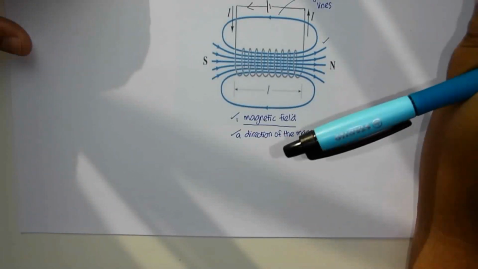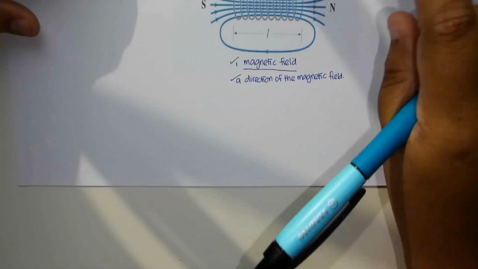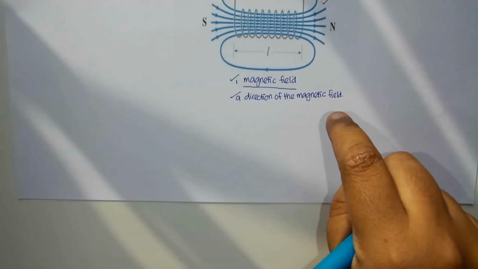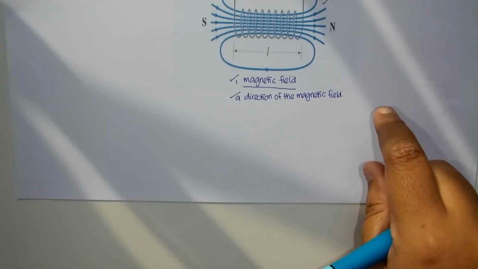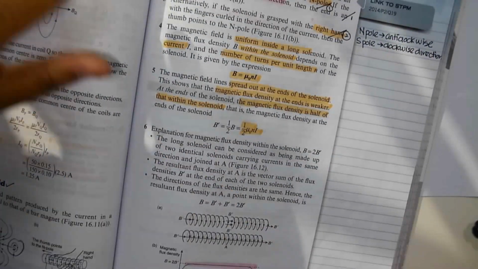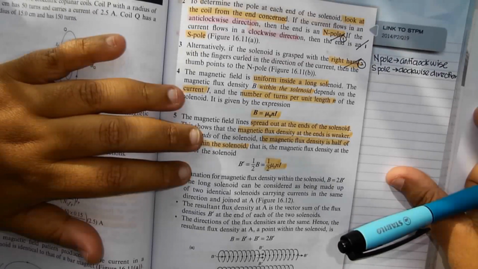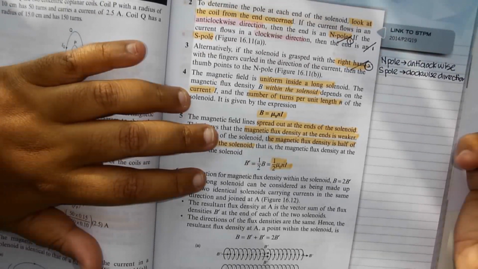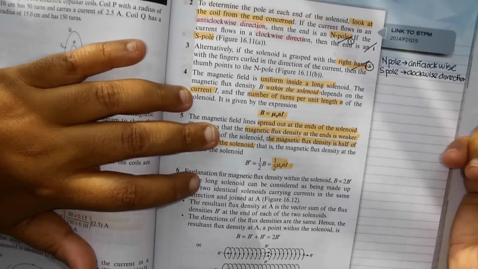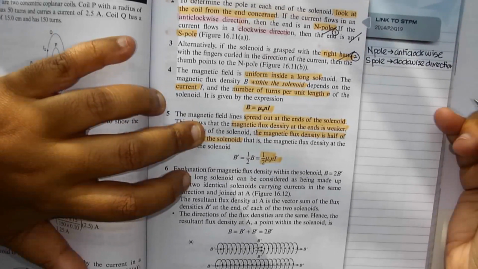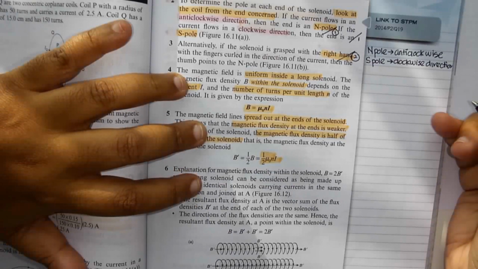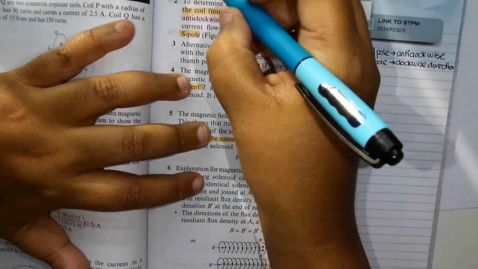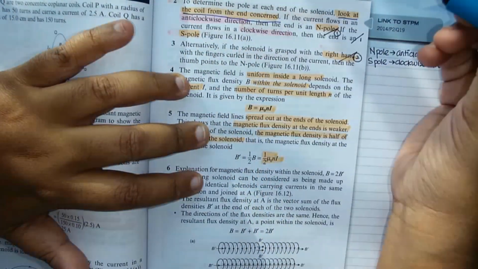Before we go to that, let's look at the direction of the magnetic field. We know the pattern of the magnetic field, but how do we determine its direction? There are two ways of determining the direction of the magnetic field. If you look at your Oxford Fajar book on page 163, our textbook, the first way is by looking at the North Pole and the South Pole, by looking at the end of the coil, from the end concerned.